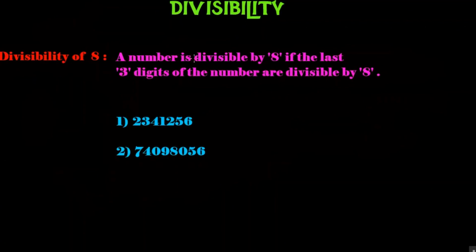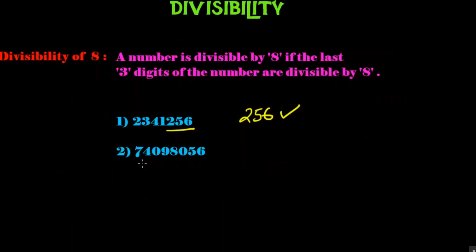A number is divisible by 8 if the last three digits of the number are divisible by 8. So here we can check this huge number, that's 2, 3, 4, 1, 2, 5, 6. Let's check if it is divisible by 8. Now 256 is divisible by 8. Therefore, this entire number is divisible by 8. You can check it through your calculators.